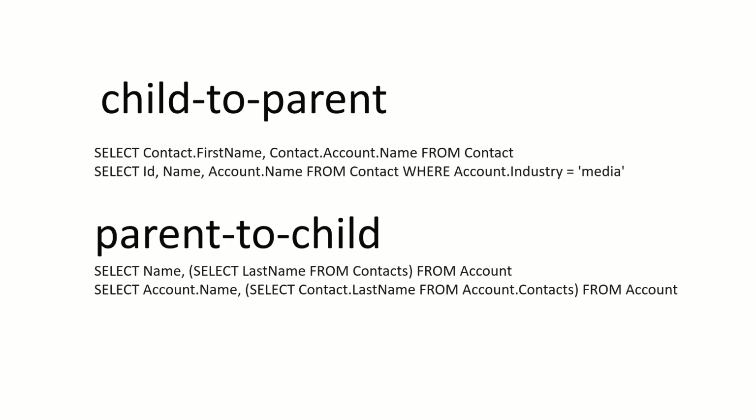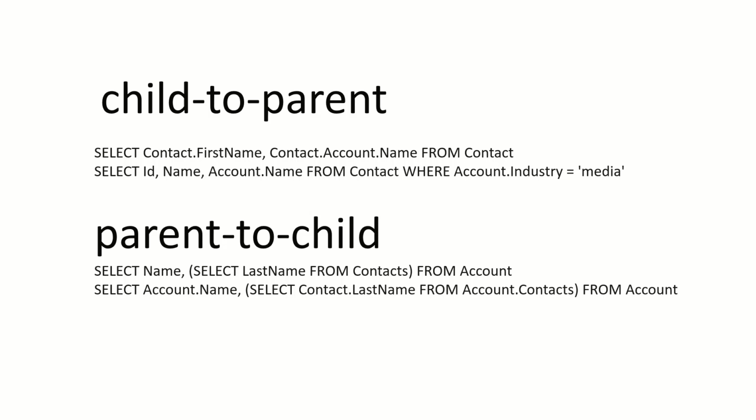If we want to traverse from child to parent, for example, account is the parent and contact is the child. So it is like contact to account. We want to get something from account, but we are going through contact. So it will be like select contact.first name, contact.account.name from contact. Then select ID, name, account.name from contact where account.industry equals media.